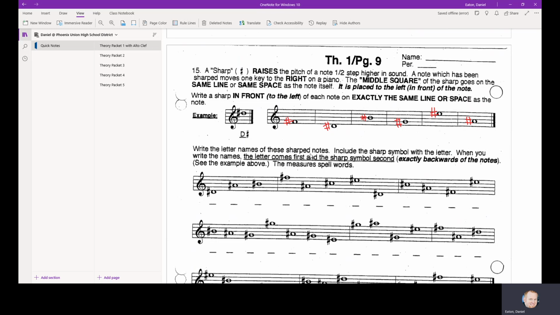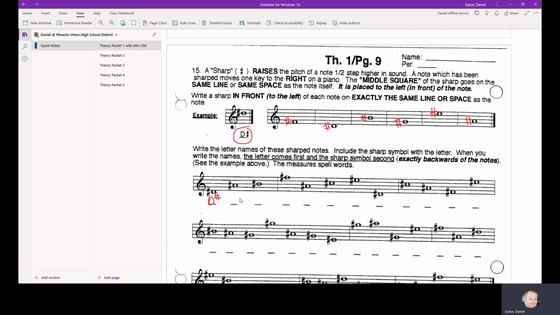All right, write the letter names of these sharp notes. Include the sharp symbol with the letter. When you write the names, the letter comes first and then the sharp symbol second, exactly backwards of the note. See the example above, the measure spell words. Okay, so again, off to this words thing. So it's important that you draw it like this. Okay, so for example, this is also a D sharp.